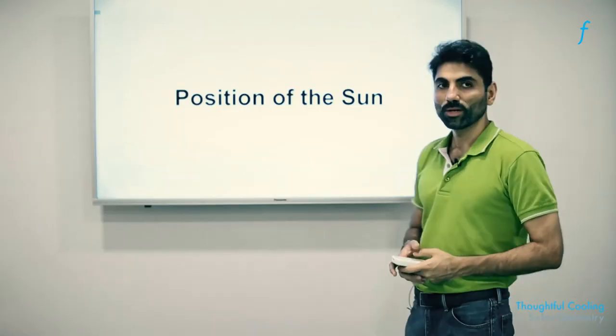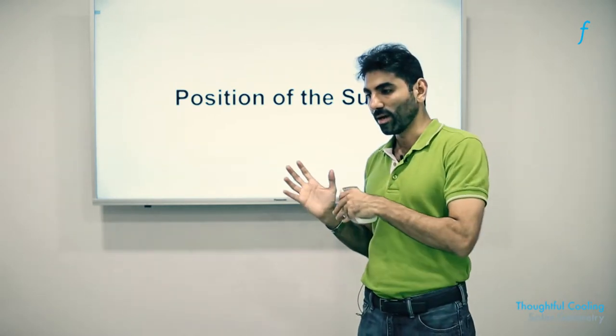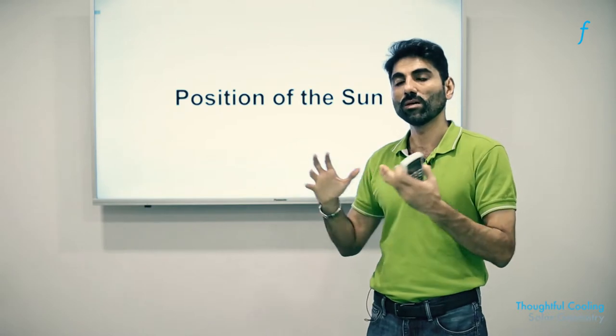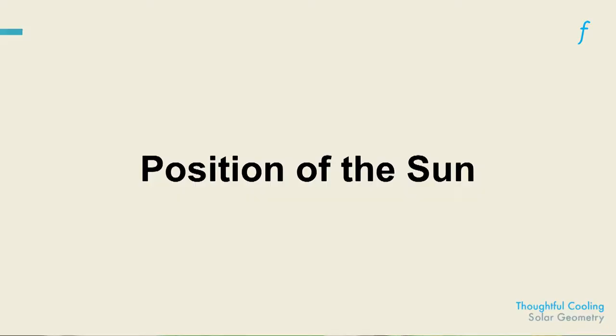So now that we know the transformation of the seasons through the year because of the declination of the Earth's axis, let's see if we can get more zoomed in into the position of the sun in the sky for different times of the day and for different days of the year. So now just going beyond the crude distinction of summer, winter, equinoxes, etc. Let's go into more detail, and that's the position of the sun in the sky.